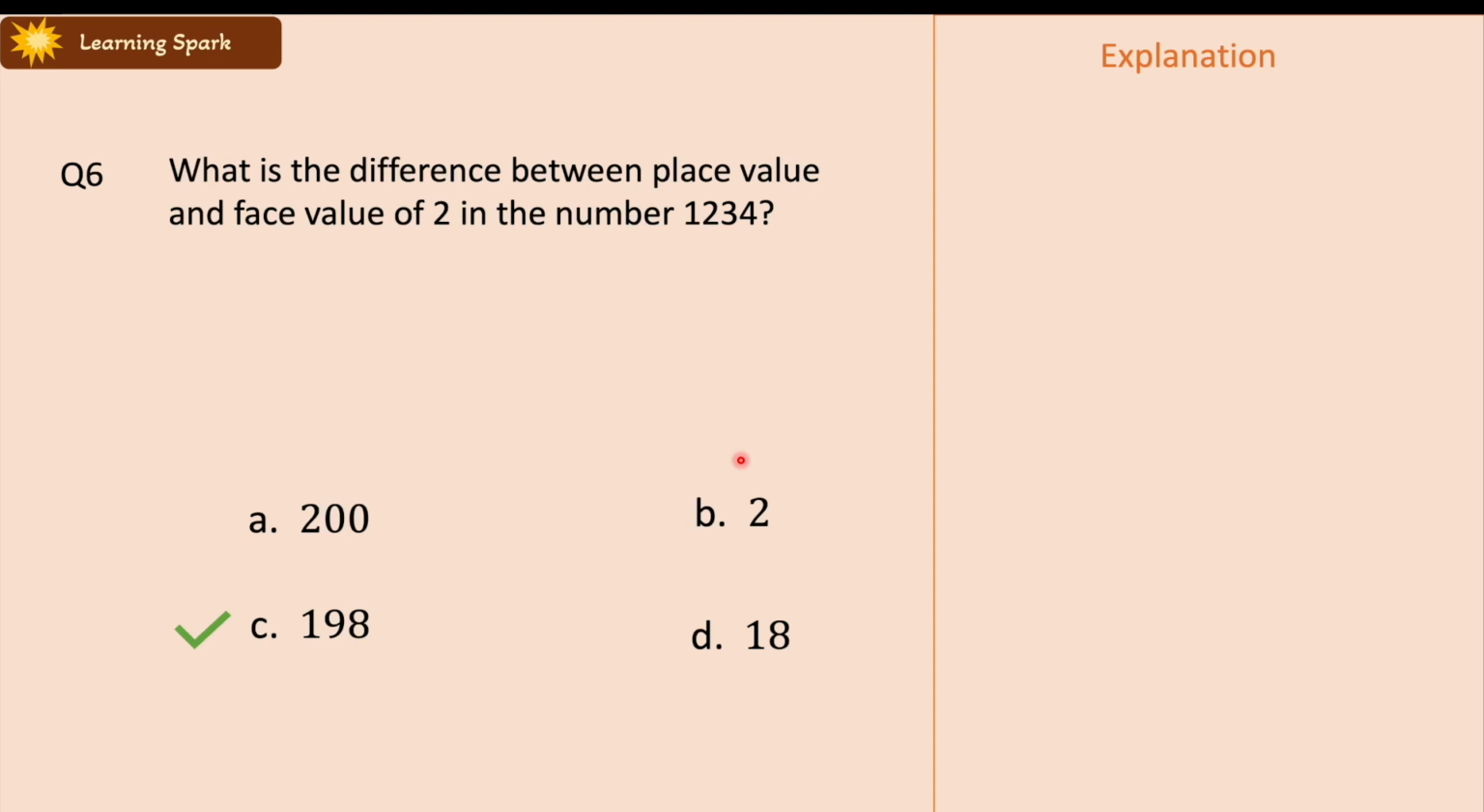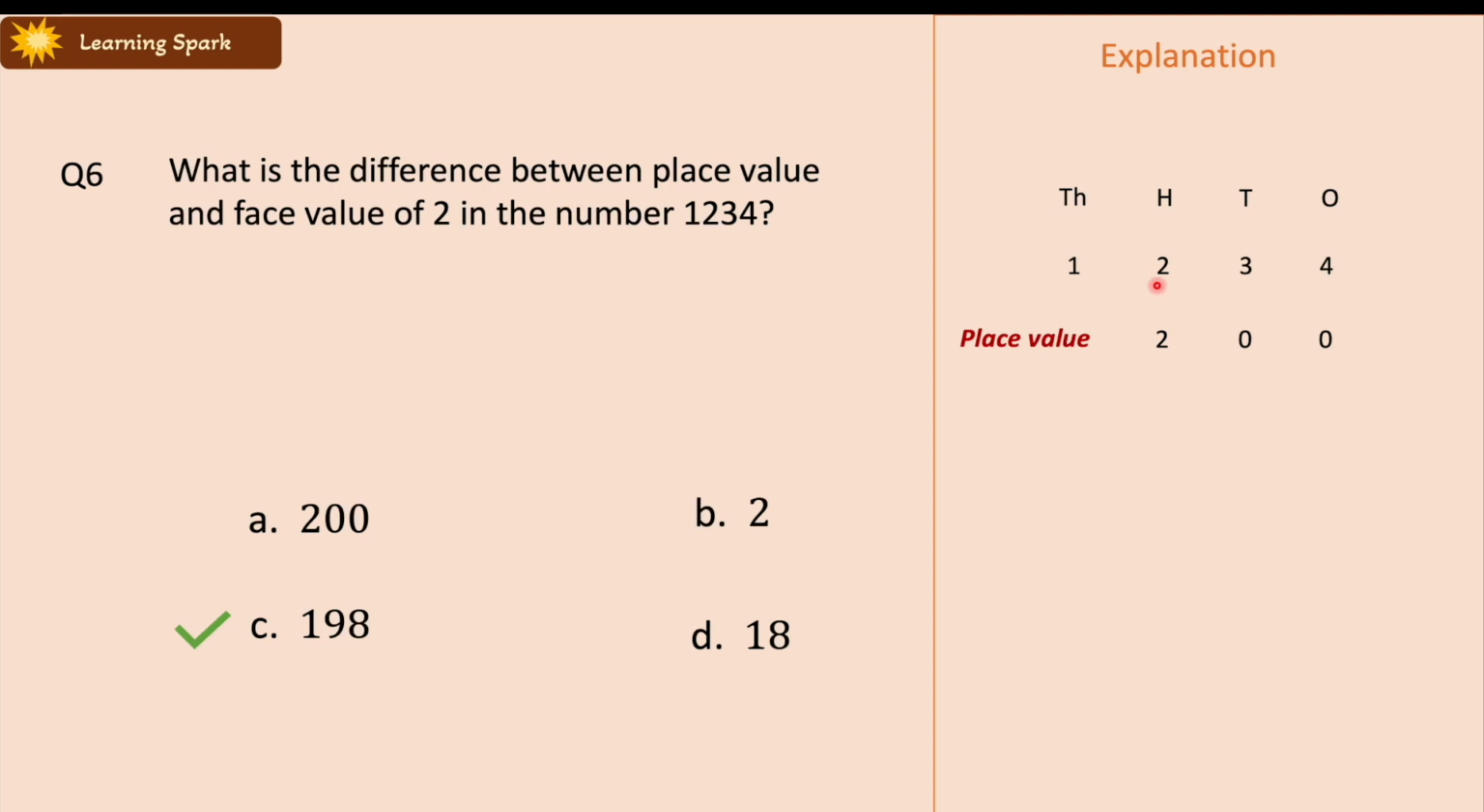So first let's see what is the place value of 2 in 1234, right? Place value is derived from the position of the digit. The position of the digit is the hundreds place. 2 belongs to the hundreds place. So the place value of 2 will be 200, because this 2 is representing 200 in this number, okay? So the place value is 200.